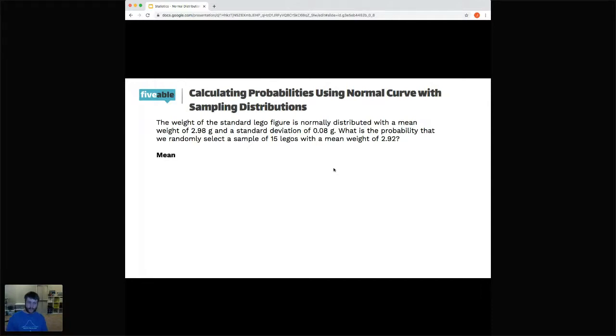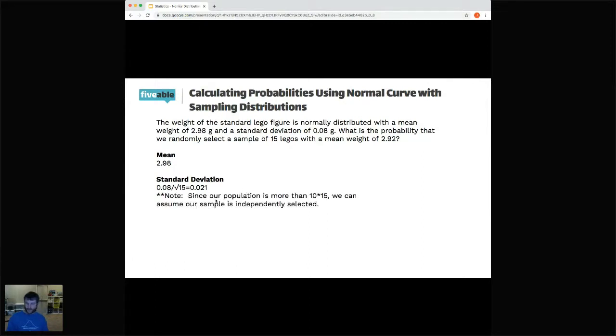So we need to calculate our mean, which is 2.98. That was the given mean of our population. That's the mean of our sampling distribution. All right, our standard deviation, here's the way we would calculate that. 0.08, the standard deviation that's given, divided by the square root of the sample size, 15.